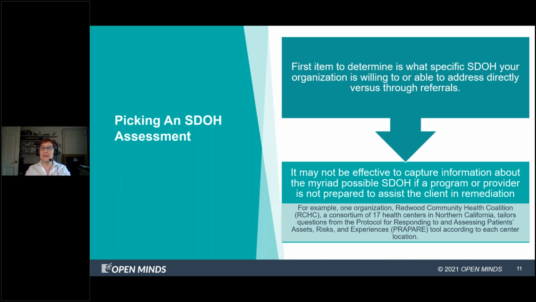And there is an example, there's a coalition of 17 health centers in Northern California, and they each take questions from this tool that was created, protocol for responding to and assessing patients' assets, risks, and experience, or PRAPARE, and they modify it for every service location. And so it's modified to assure that if they ask the question and the question gets a positive response, they have a way to intervene.